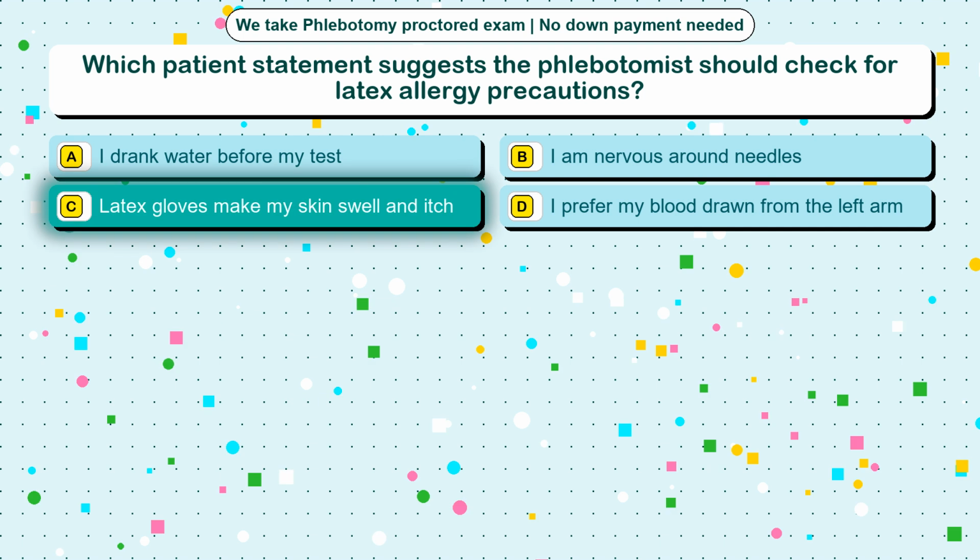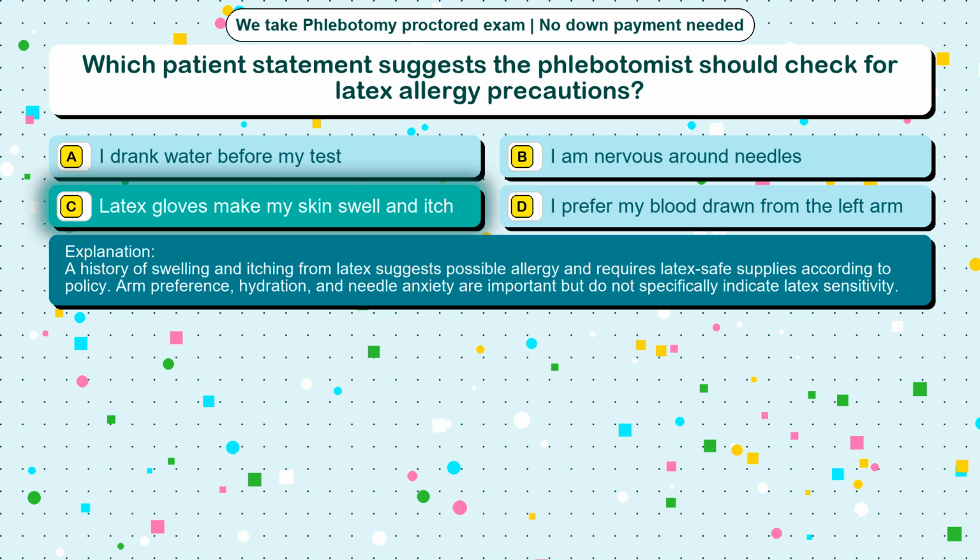The correct answer is option C, latex gloves make my skin swell and itch. A history of swelling and itching from latex suggests possible allergy and requires latex-safe supplies according to policy. Arm preference, hydration, and needle anxiety are important but do not specifically indicate latex sensitivity.